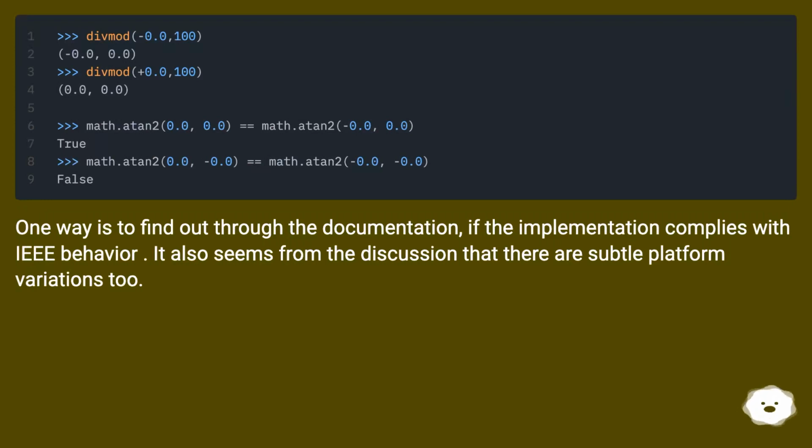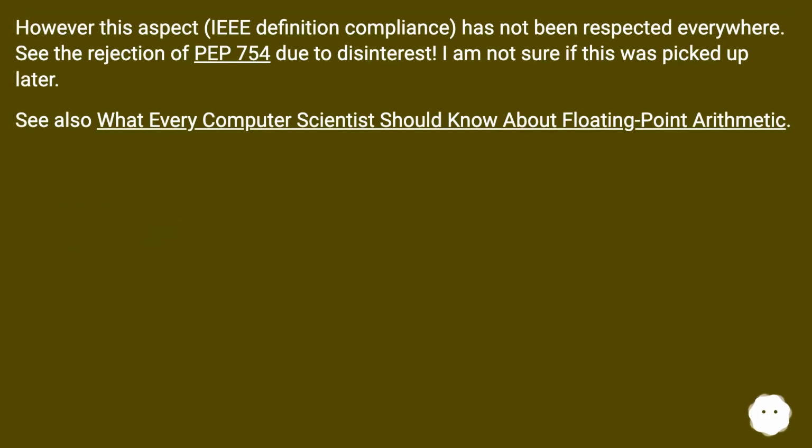One way is to find out through the documentation if the implementation complies with IEEE behavior. It also seems from the discussion that there are subtle platform variations too. However, this aspect, IEEE definition compliance, has not been respected everywhere. See the rejection of PEP 754 due to disinterest. I am not sure if this was picked up later. See also "What Every Computer Scientist Should Know About Floating-Point Arithmetic."